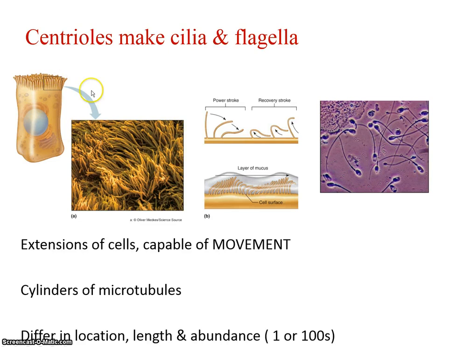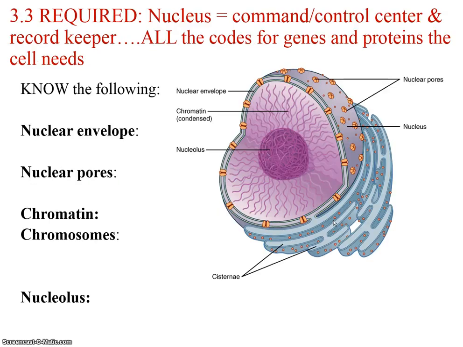They're pretty large structures, all things said and done. And they either move the cell itself like it does for the sperm, or they move something that's on the surface of the cell. And this is just a close-up or a highly magnified image of this. So they do differ in their location, length, abundance. So cilia are shorter, flagellum longer. Often there's a lot of cilia and generally only one flagellum, right?